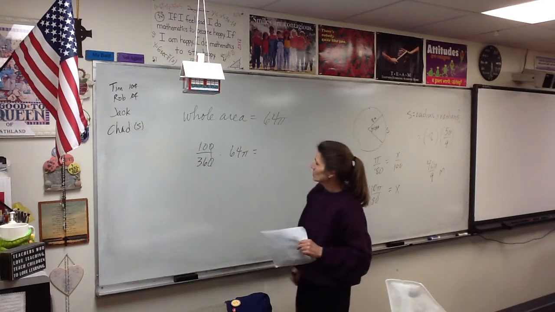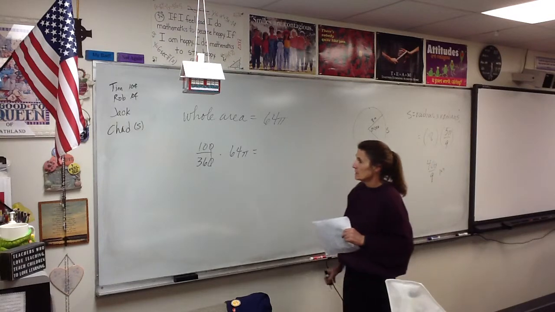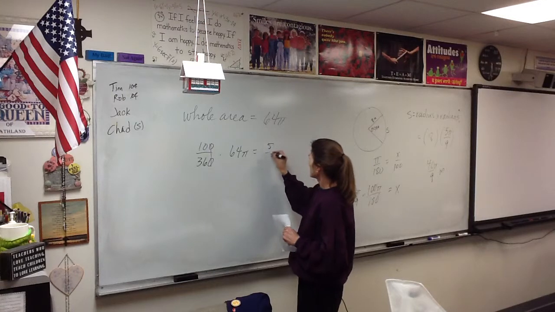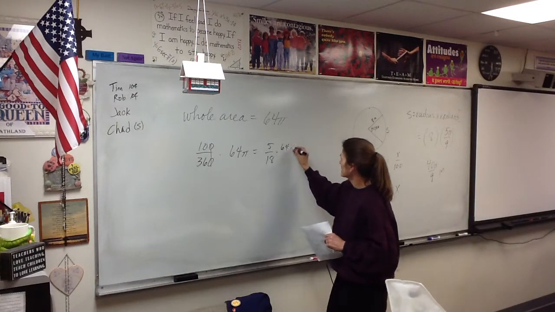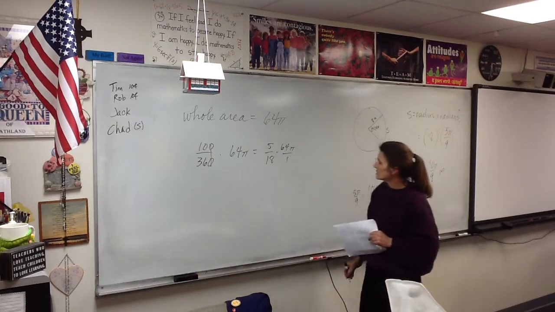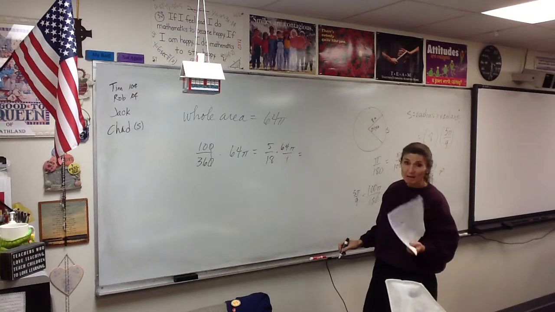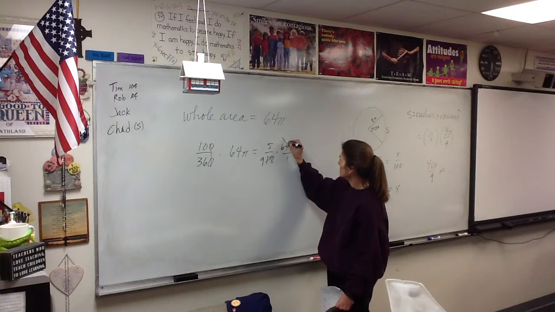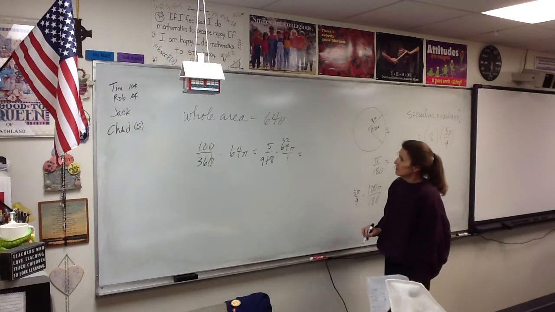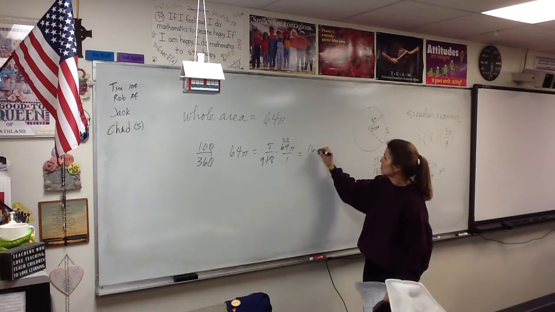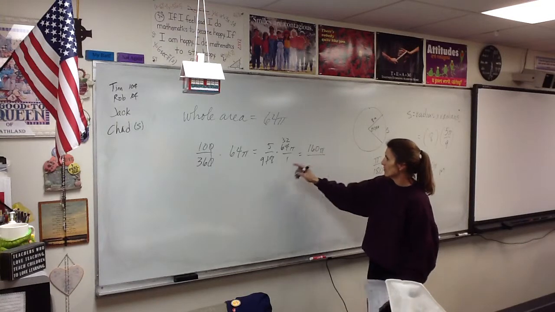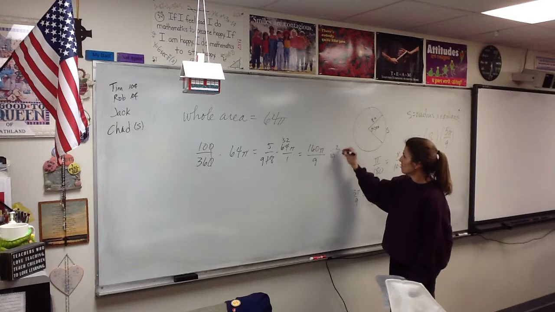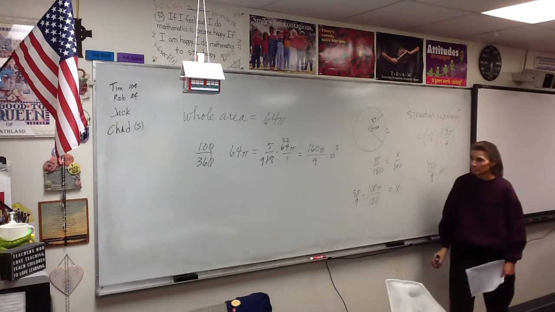So I'll cancel those out. I'll reduce that to, let's see, 5/18. So that's 5/18 times 64 pi over 1. Can I reduce any more? Because I don't have a calculator on this problem. Let's see, 2 goes into 9, 2 goes into 32. So 5 times 32 is 160 pi over 9. And if that were inches, this would be square inches.